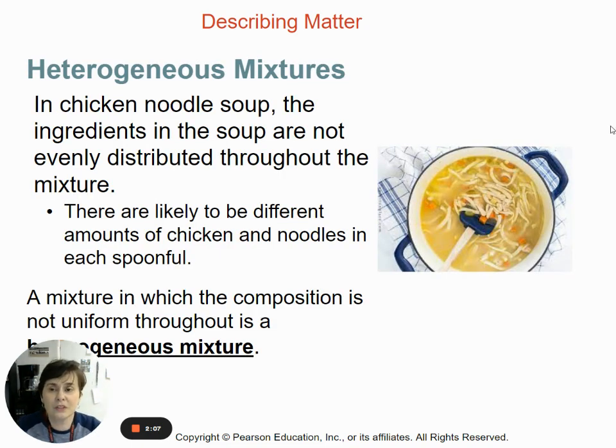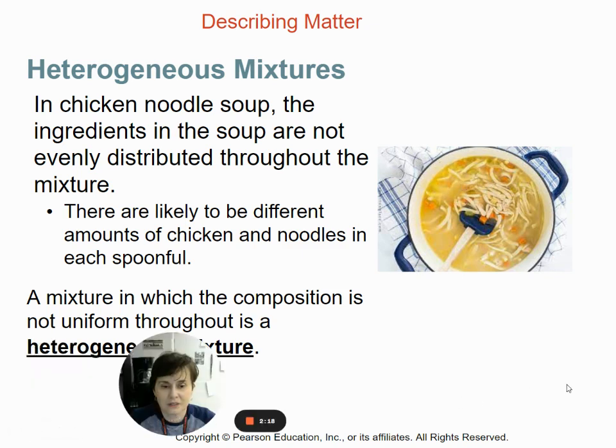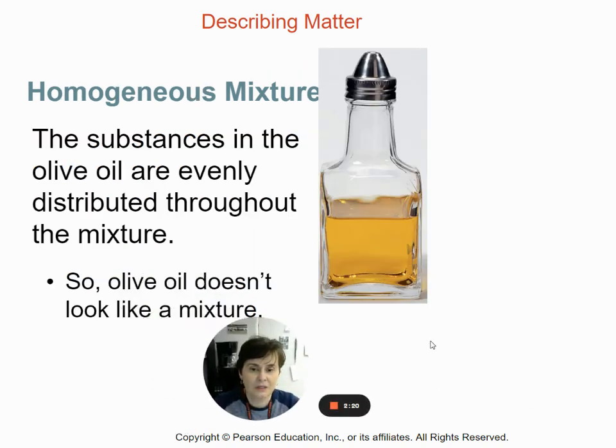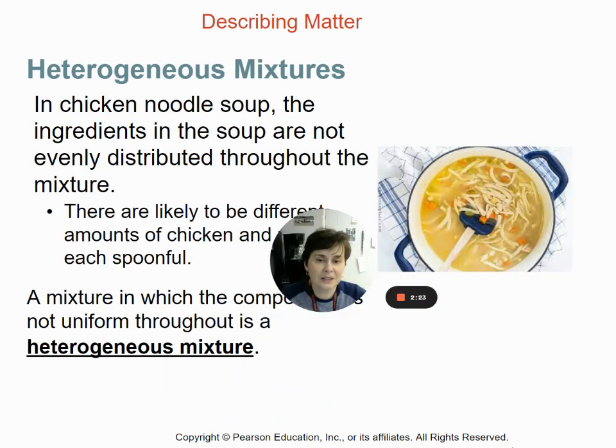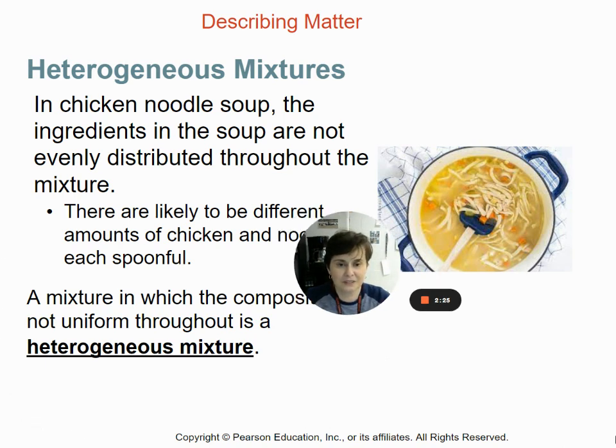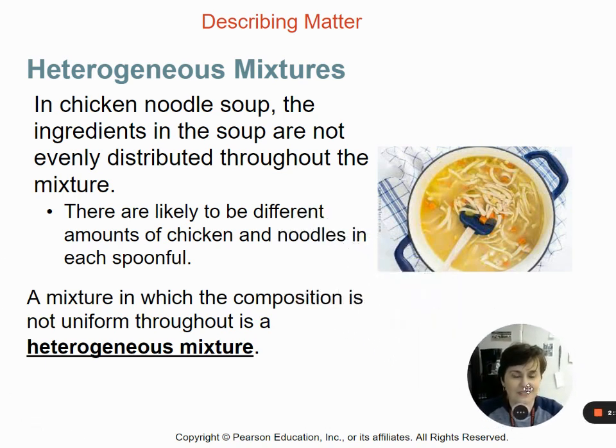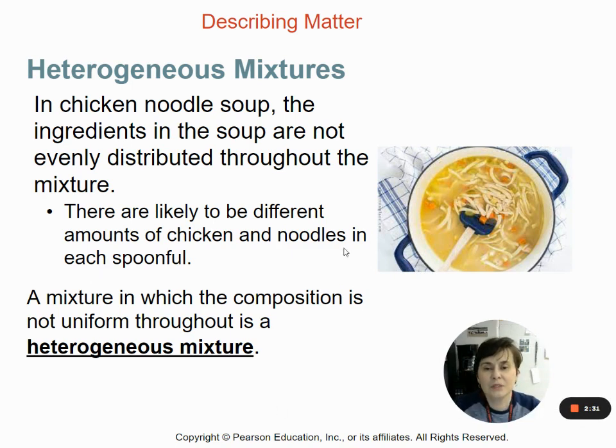Chicken noodle soup, you see that the ingredients aren't evenly distributed. We'd have to put that in a blender and smush it together and make it all look the same. Likely to be different amounts of chicken and noodles in each spoonful, so what you get is a heterogeneous mixture. You can tell that there's a difference. It's obvious by sight. Now, if you did run that through a blender, you'd have a different kind of mixture.